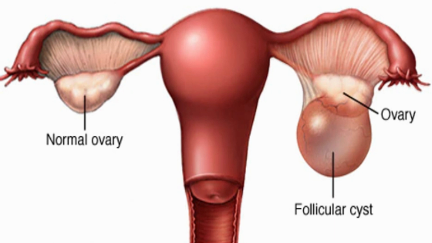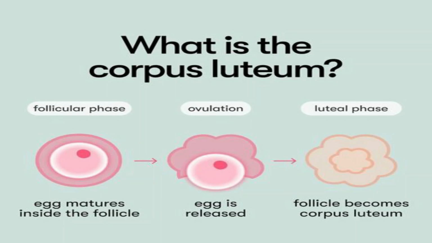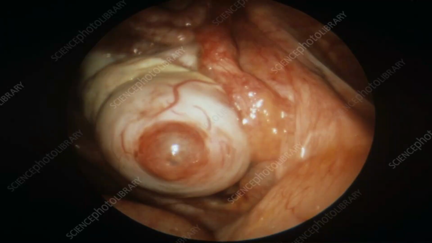Another one of the functional cysts is the corpus luteum cyst. After the same follicle releases the egg, it starts producing estrogen and progesterone for conception or to have a baby. Well, this follicle is now called the corpus luteum. At times, fluid accumulates in the corpus luteum and grows into a cyst.